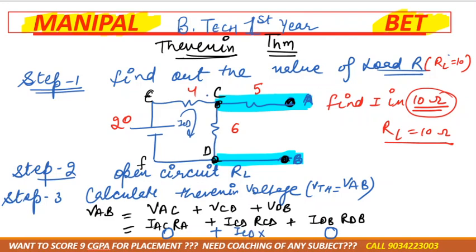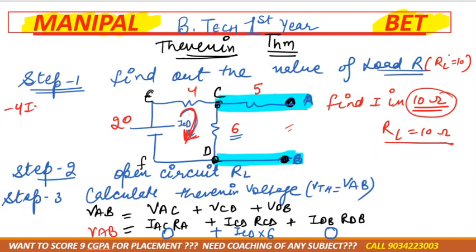ICD is this one. RCD is how much? They have given the value 6 ohm, correct? So if we are able to get the value of ICD, then we'll be able to get the value of VTH, because ultimately VAB or VTH is equal to ICD into 6 only. By using simple mesh analysis, we can get the value of ICD. Now can you tell me if this is a single mesh question or a double mesh question? Yeah, it's a single mesh.